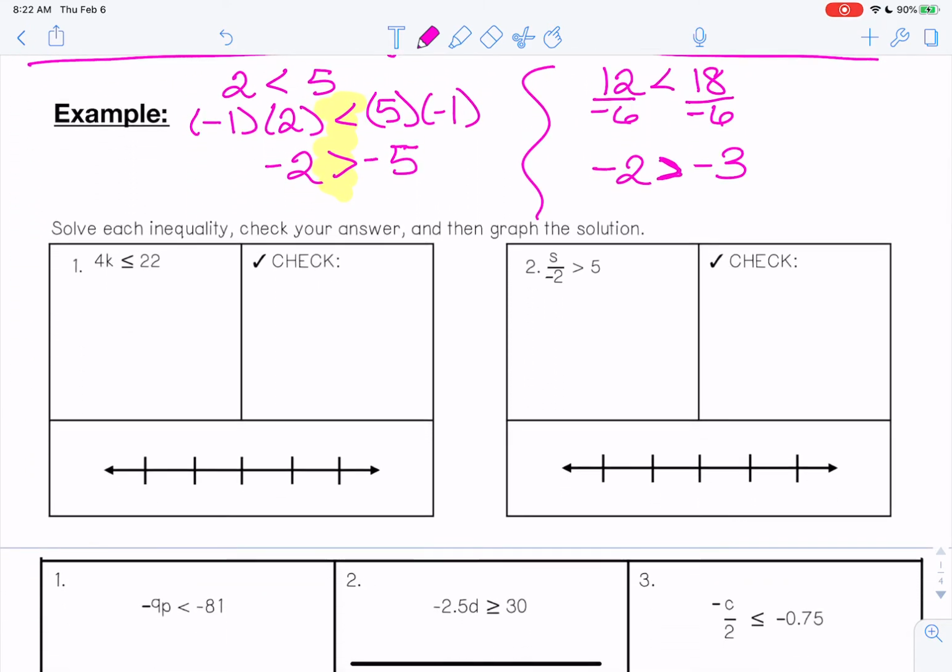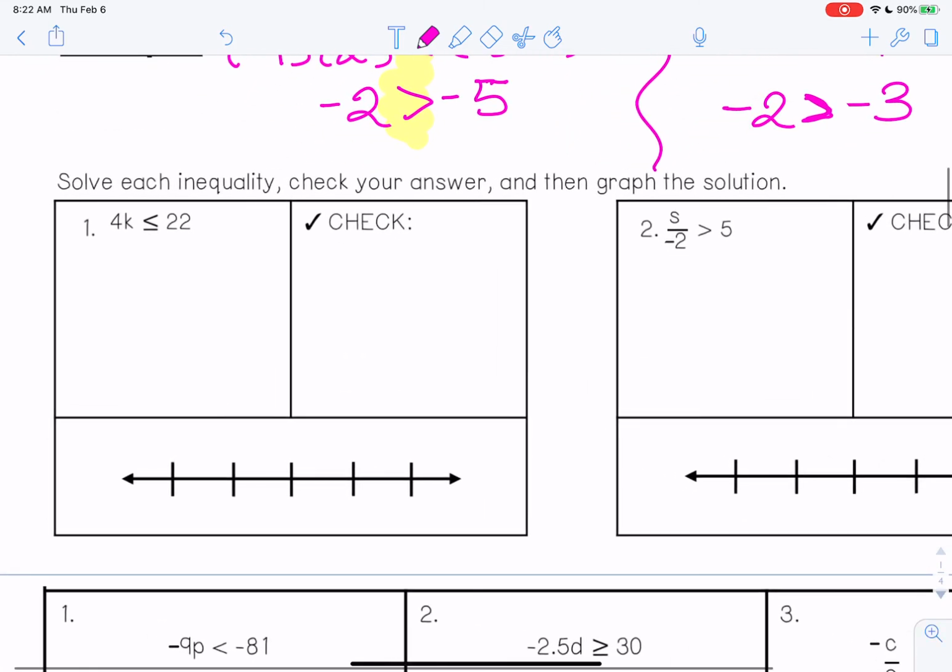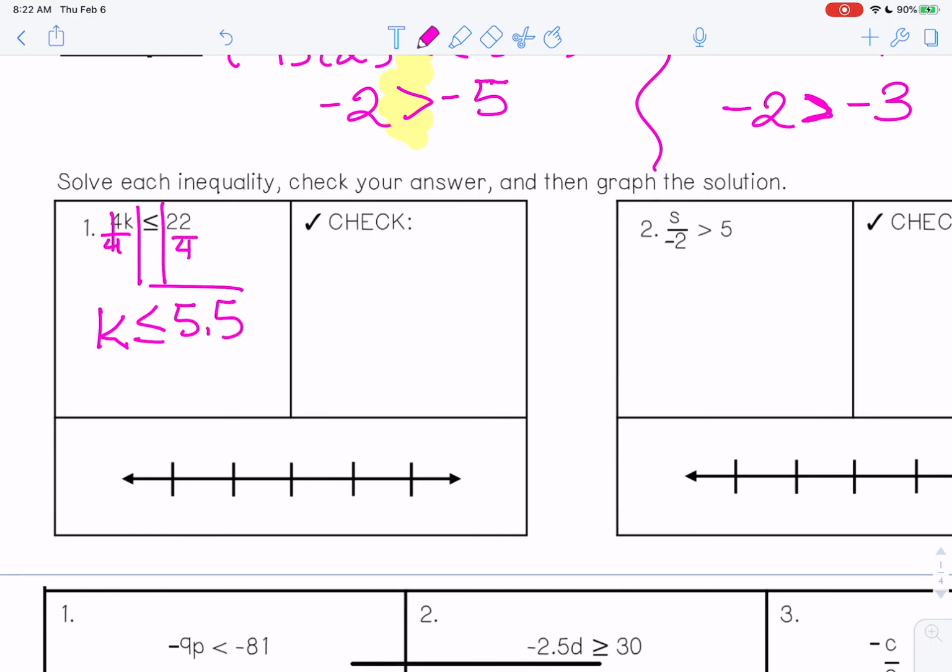Before we go into one with a negative, let's go ahead and just review a regular one that's just positives. So, step 1, draw the river. Step 2, opposite operation. So I'm going to divide both sides by 4 because it's 4 times k, so the opposite would be dividing by 4. And we get k is less than or equal to 5.5. Okay? So, that's my solution. And we can go ahead and check our answer.